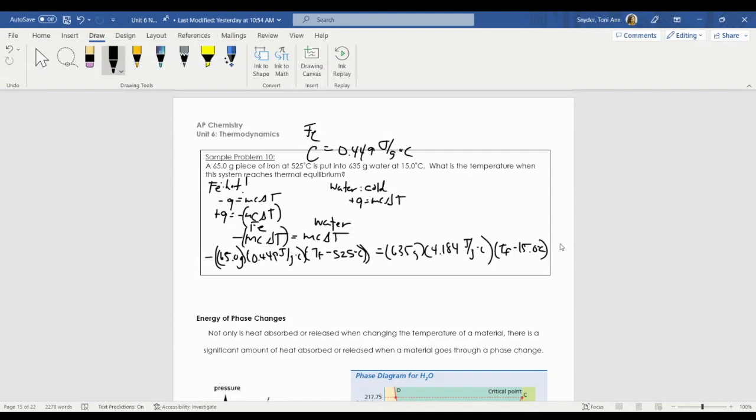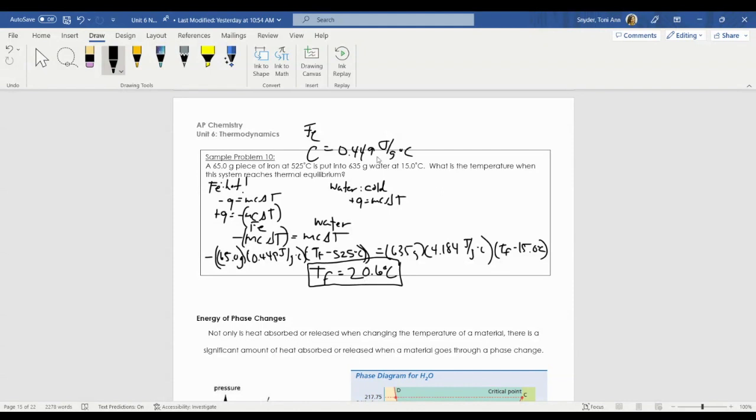The hardest thing about these is the math. I'm not going to walk you through the math in this video, just for the sake of saving some time. We will do some examples with this in class. I would work through this right now and see if you get the right answer. I tend to take my time. You do have to do a little bit of distributing because you have a T final in there. But if you do this correctly, you should find that your final temperature is 20.6. I'll walk you through the math in class.